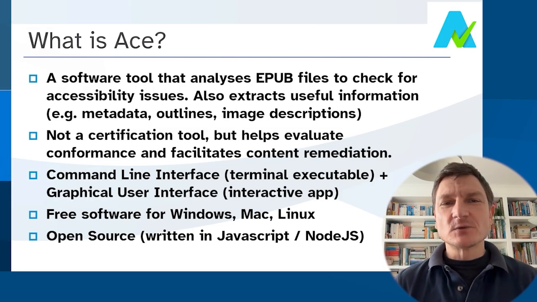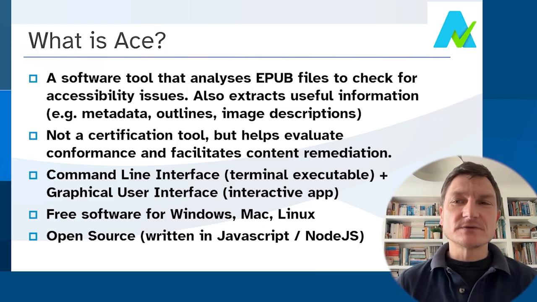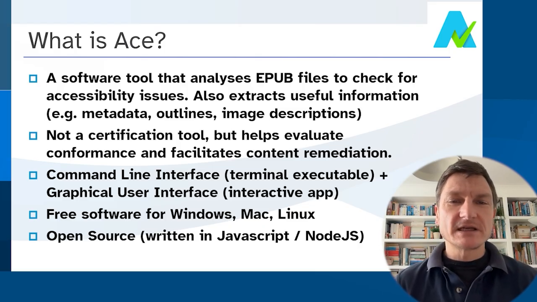Ace is a software tool that analyzes EPUB files to check for accessibility issues. Additionally, the tool extracts useful information from publications, such as metadata, navigation outlines, and image files with their descriptions. Ace is not a certification tool, but it helps evaluate conformance and facilitates content remediation.